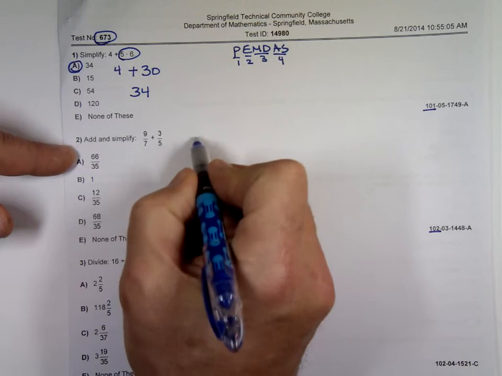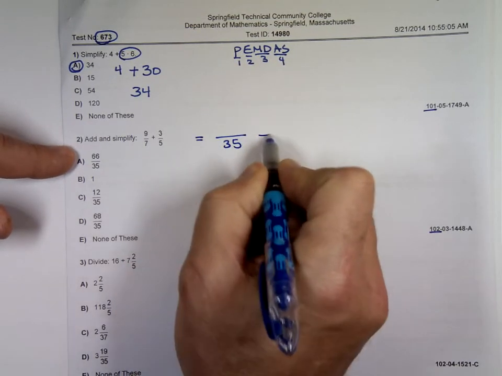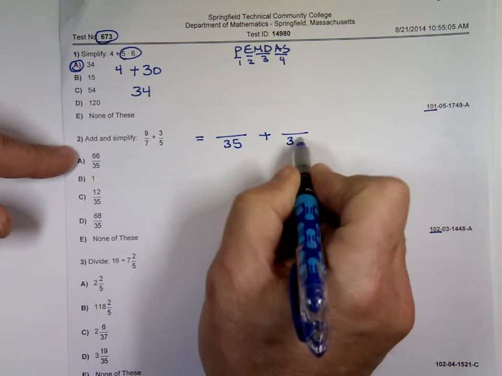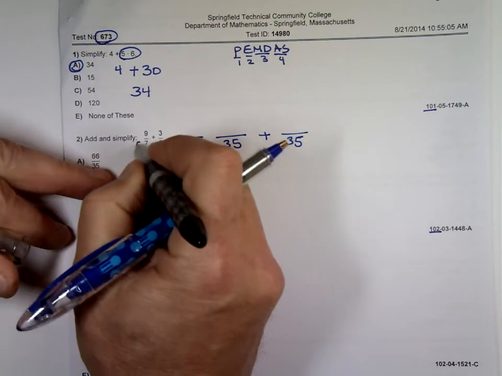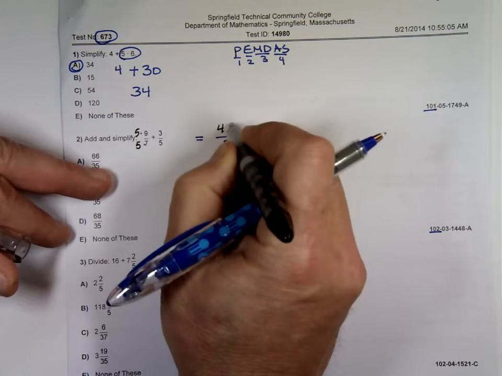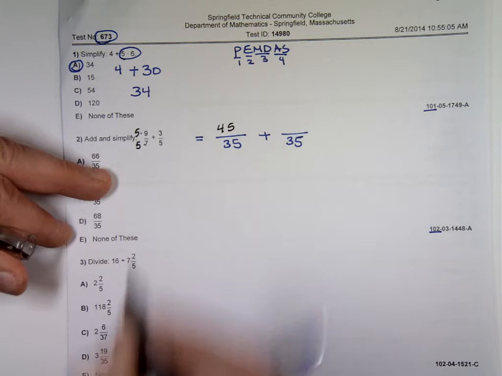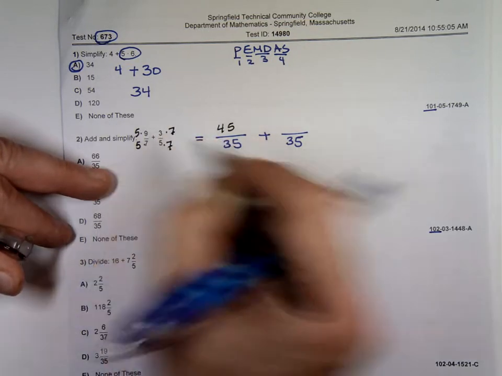So I need to find the common denominator, which is what? 35? We have to multiply the 7 by what to make it 35? 5. The 9, that would be 45 here. You got to multiply the 5 by 7 to make it 35. 3 times 7?